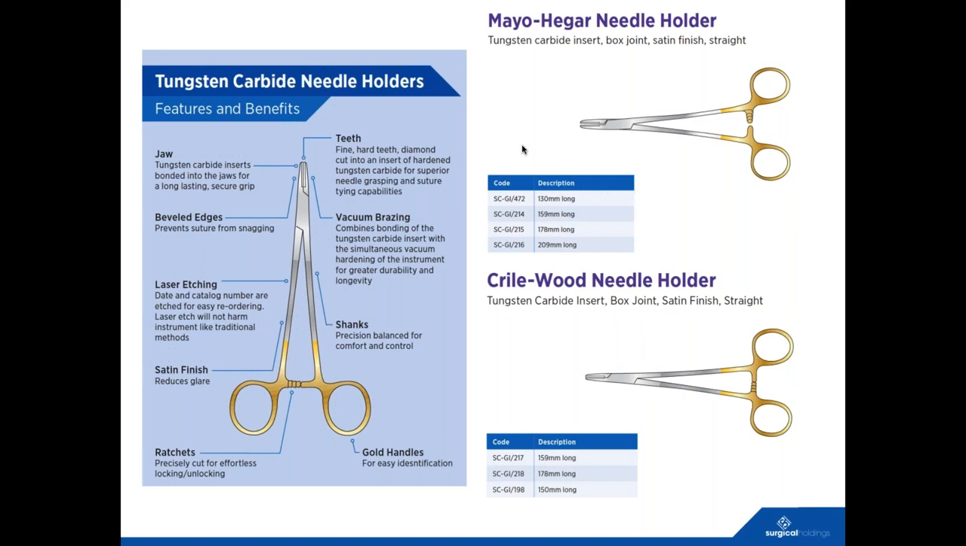Obviously what a ratchet is, we've discussed that already. Mayo Hagar and Crowell have been very popular needle holders. Obviously the Mayo needle holder being a very robust needle holder, and Crowell finer, that you might see on some of the finer sets, all the way down to some of the plastic sets.